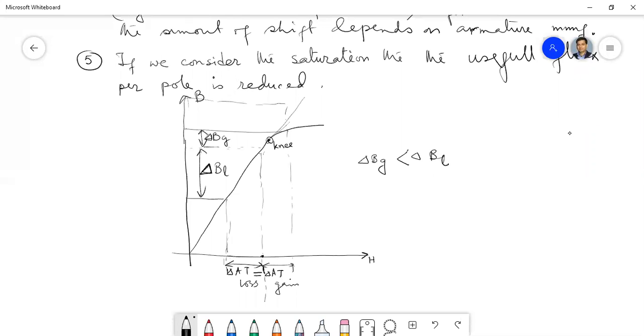Okay, so if we don't consider the saturation, then there will be no loss in the flux per pole. But as there is a saturation, so this should be the case, and that will result in net reduction in flux per pole. So that is our observation.